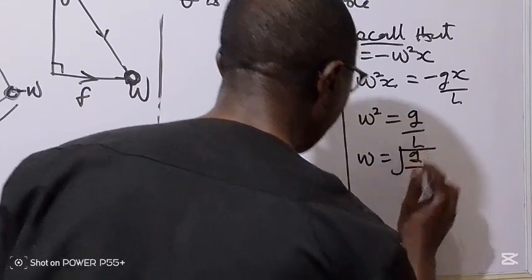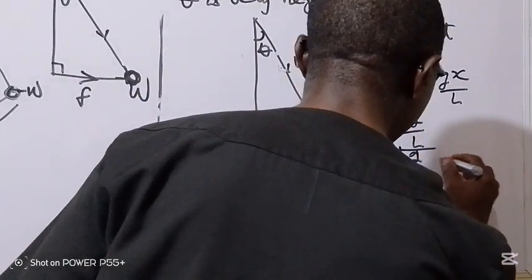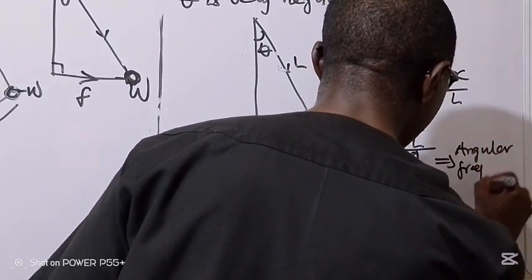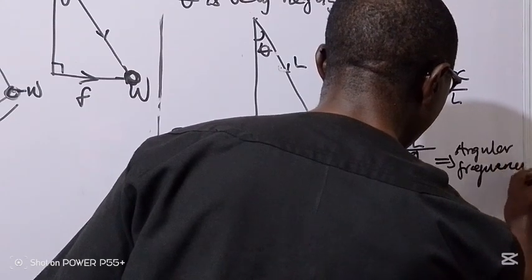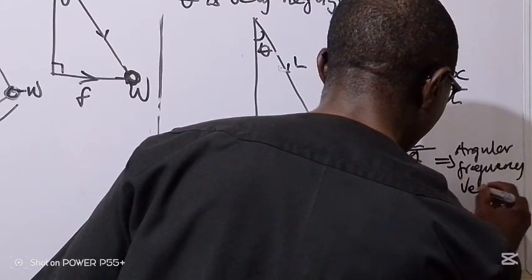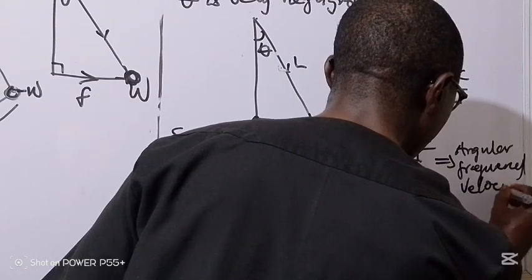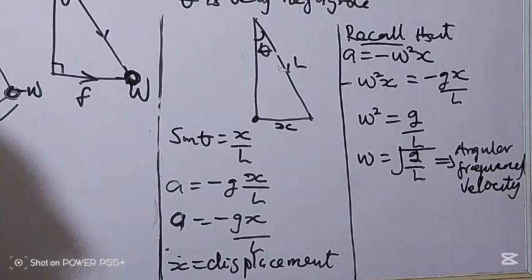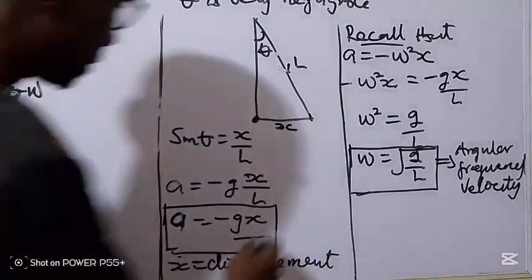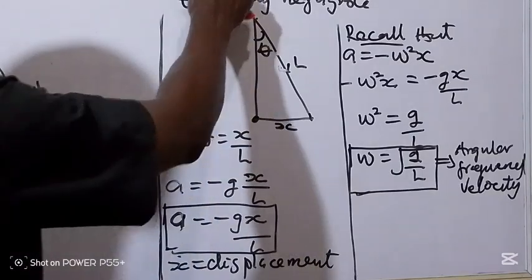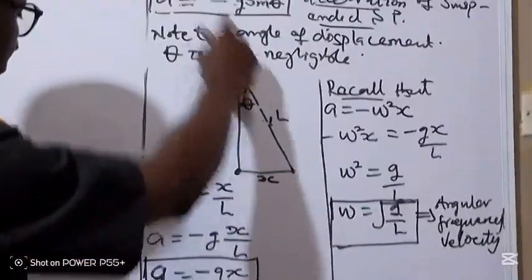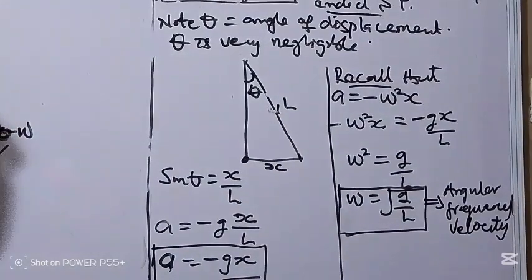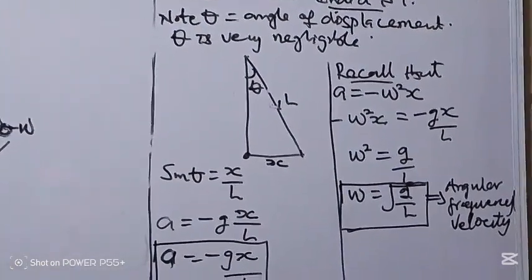Don't forget, the omega now is the angular frequency of the simple pendulum performing simple harmonic motion. Don't forget, the minus here and here indicates that the acceleration, as we explained in our former lesson, is directed toward the equilibrium position or a fixed point.